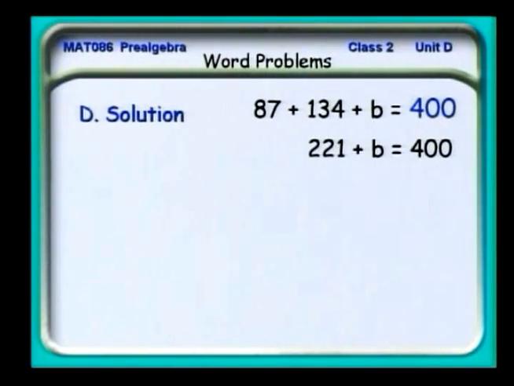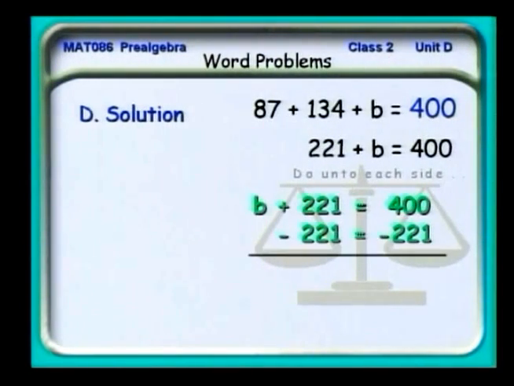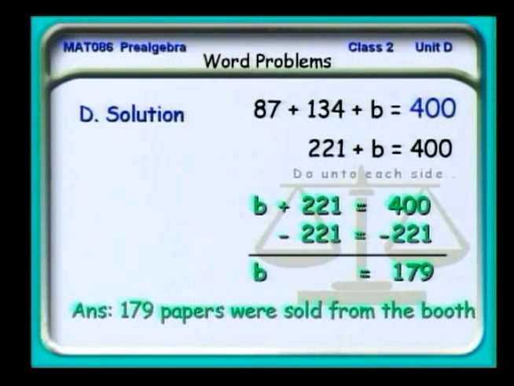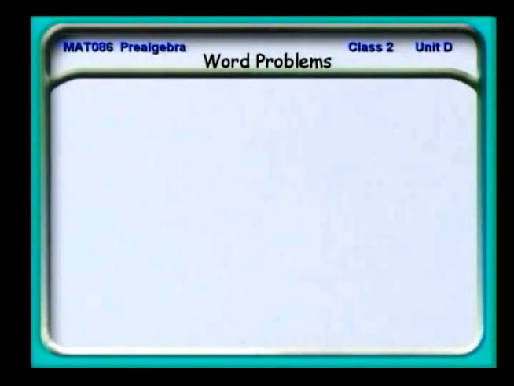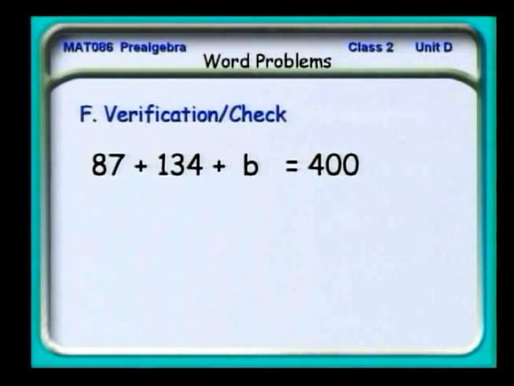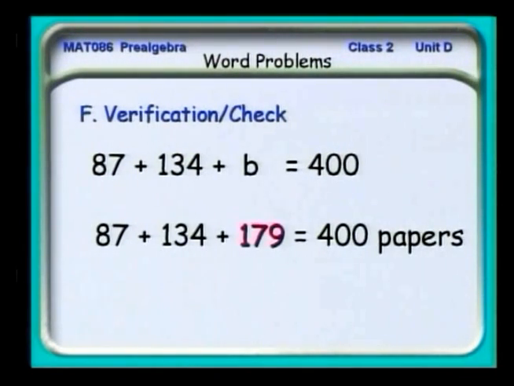Again, the point of solving the equation is to get B by itself. So we think of our balance and we subtract 221 from the left and right side of that equation, and we wind up with the solution that B is equal to 179. But then we need to write down the complete answer, which is 179 papers were sold from the booth. To check, all we need to do is plug in our value for B and see if those three numbers in fact add to 400, which we see that they do.